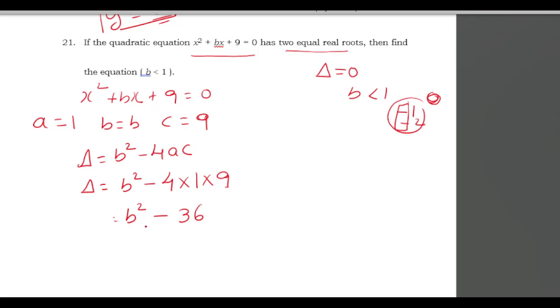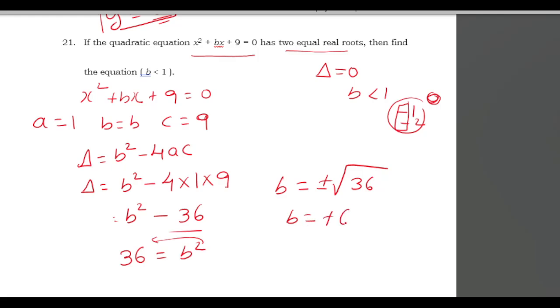So here we take this to the left side, so it becomes 36 is equal to b square. Now move the square to the right side: b is equal to plus or minus root 36. So b is equal to plus 6, also b is equal to minus 6. Our answer may be plus 6 or minus 6, but they said b is less than 1, so you have to consider minus 6.